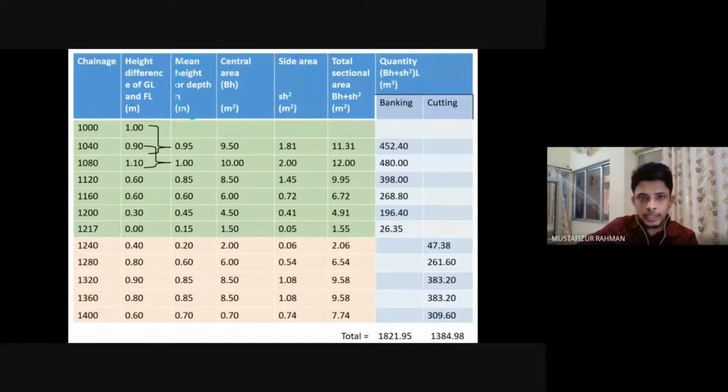So for mean height, we have one column. We have one column for the central area, B into H. We have another column for the side triangular area. We are adding them to get the total cross-sectional area at that location. This is the cross-sectional area in square meters. Then we are multiplying that by L, the distance from 1000 meter to 1040 meter, that is 40 meter, to get the volume of artwork in that region. So similarly in the next, and next, we are coming.